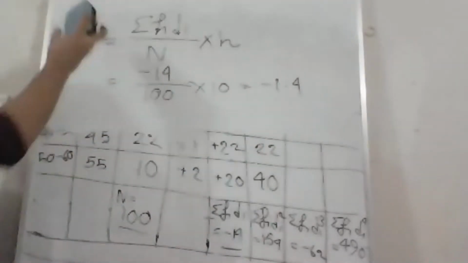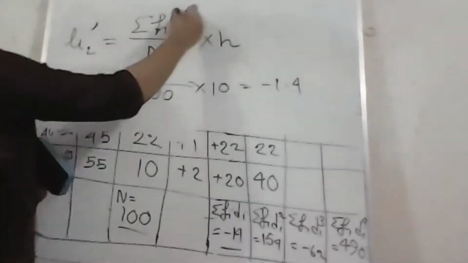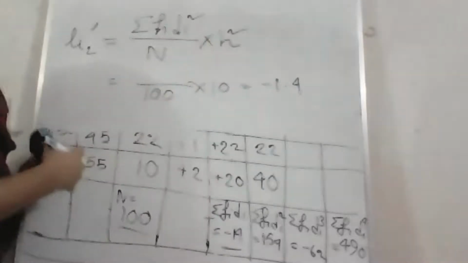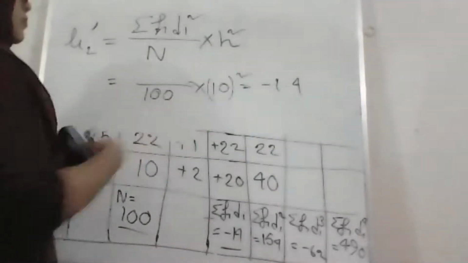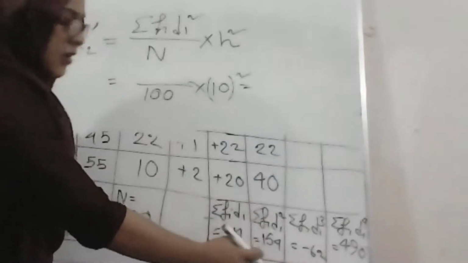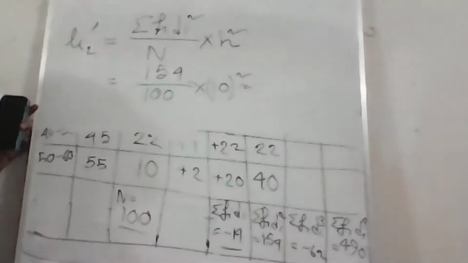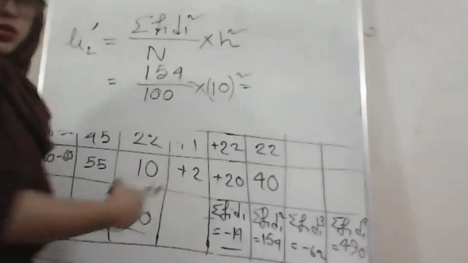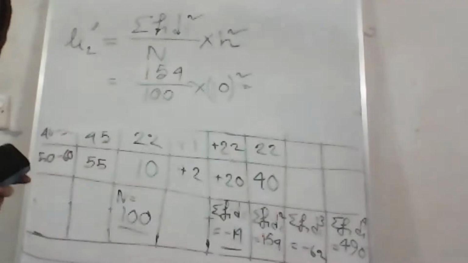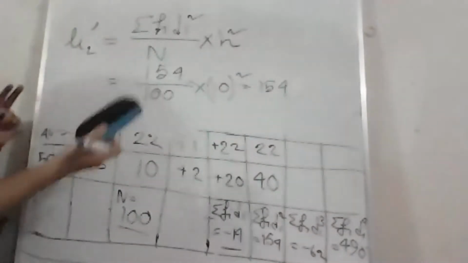Similarly, for the second raw moment, this is the formula. So for the second raw moment, we need summation of Fi di square, and summation of Fi di square is here. It is 154. So this is the second raw moment.